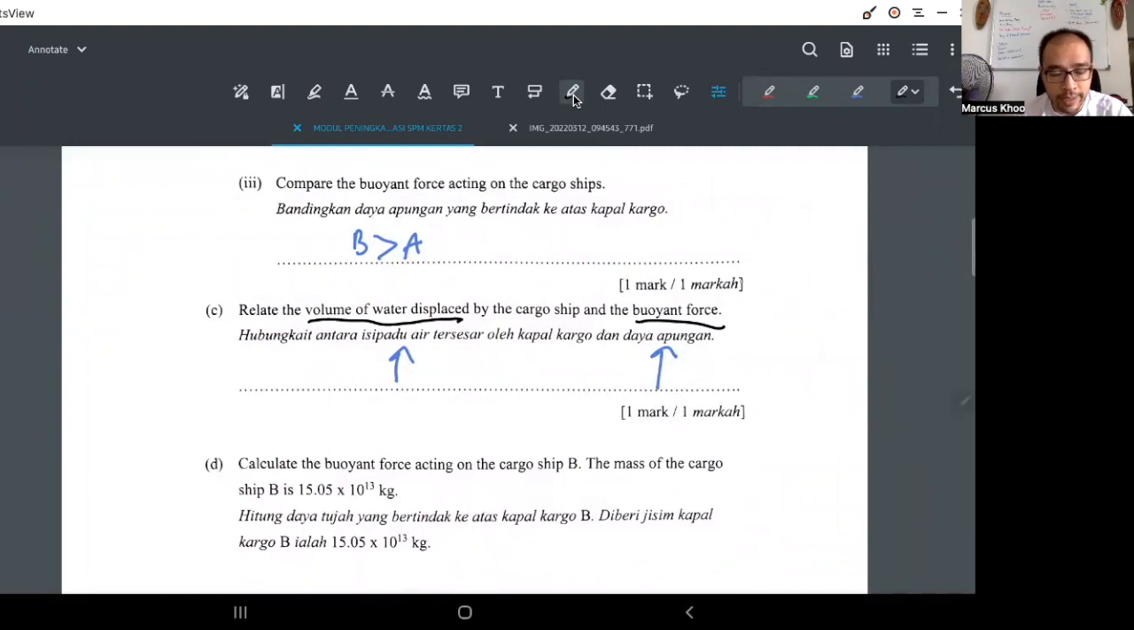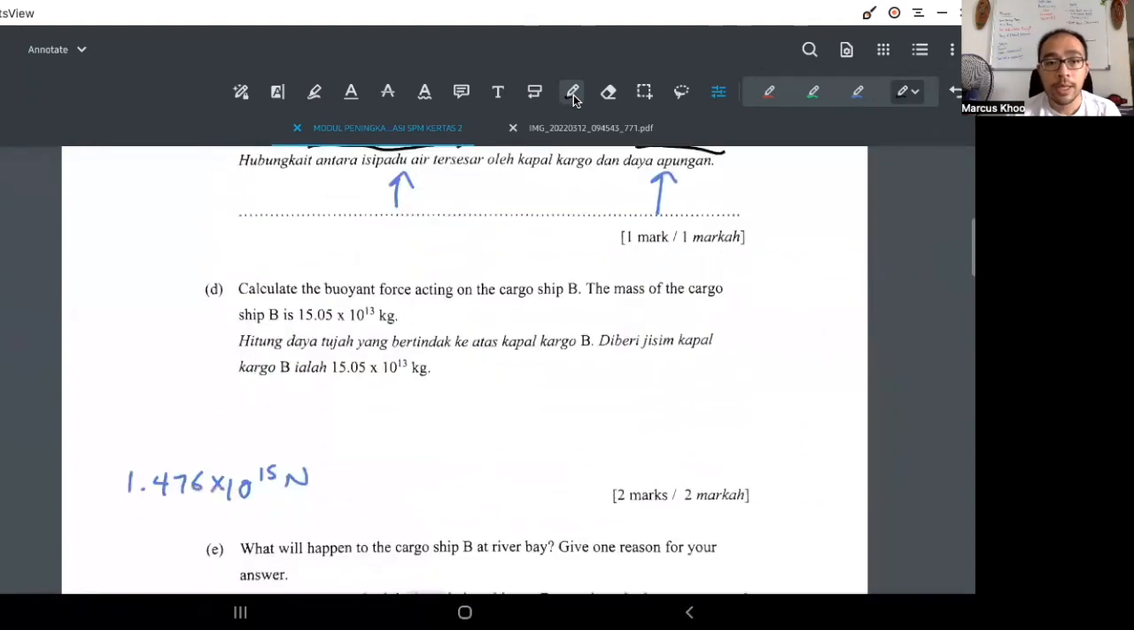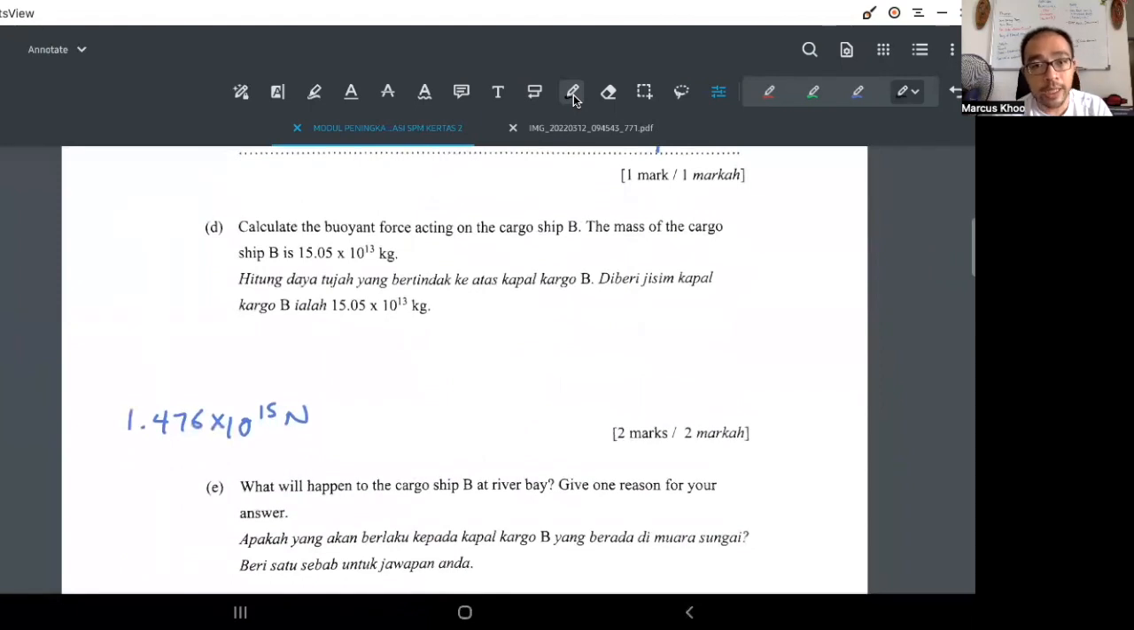Okay, I suspect that a lot of people will answer number 3 wrongly lah. Compare the buoyant force. Dia nampak, oh, A kan timbul. Jadi A yang lebih besar lah dia punya buoyant force. Salah. B has a bigger buoyant force because it is more in the water. Calculate the buoyant force acting on the ship B given the mass of the ship B.